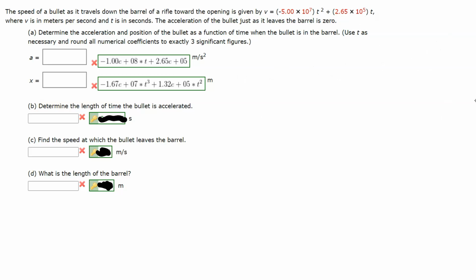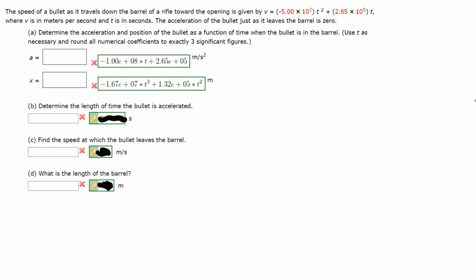Next up for part B, it says determine the length of time the bullet is accelerated. So we're trying to figure out how long it is accelerating for. If we knew the length of the barrel, we could figure out when it got to that length. And actually that's one of the questions down here, but we don't know that. If we knew the speed at which it leaves the barrel, we could plug that into our velocity equation, which they gave us, and that would tell us.